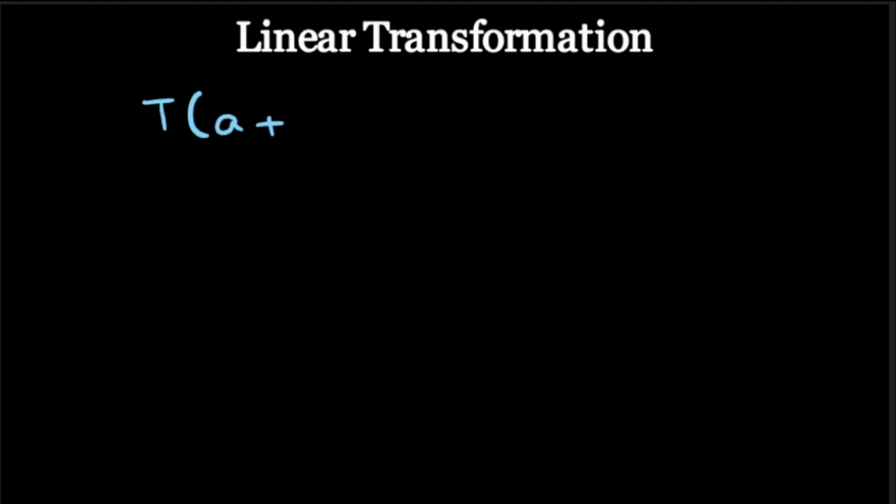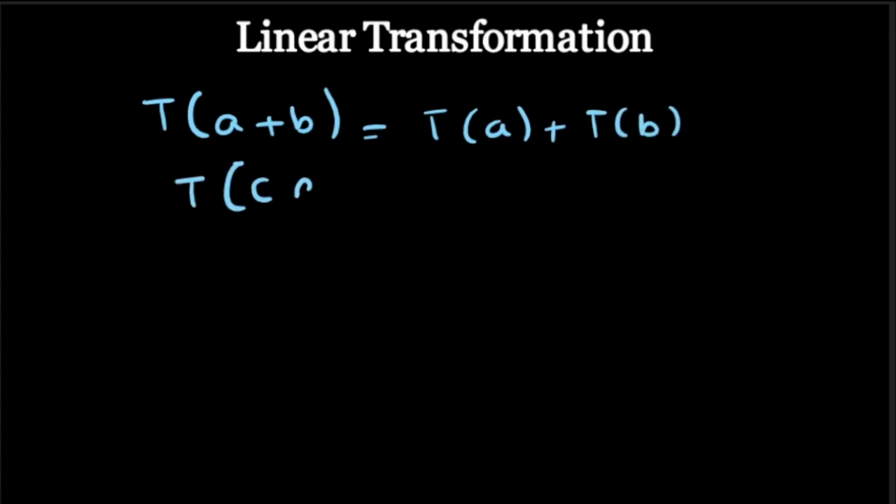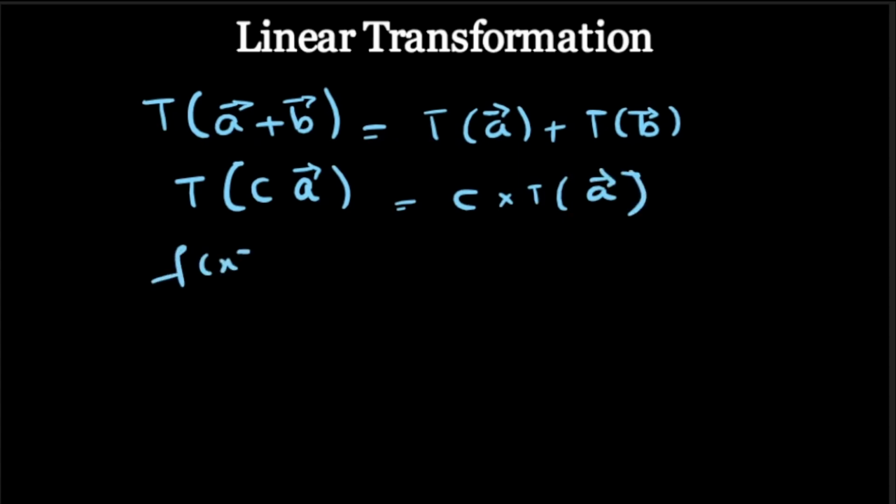T of a plus b, that is transformation of two vectors a and b, should be equal to t of a plus t of b, and then transformation of a scalar c multiplied by a vector a, let's call these vectors, should be equal to c into transformation of vector a. Let's take an example of function f of x is equal to x square, which we talked about earlier, or rather let's call it a transformation. Now does this transformation satisfy each of these conditions?